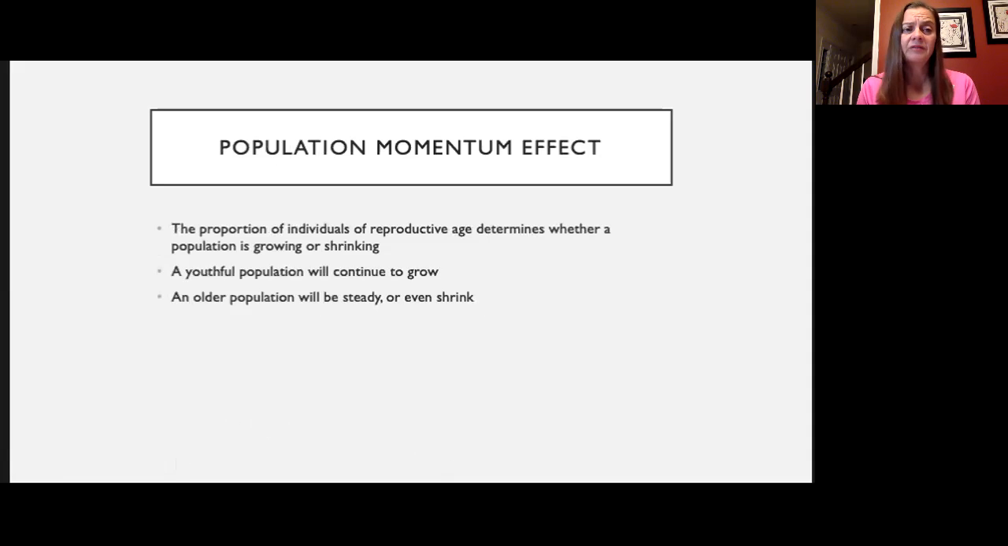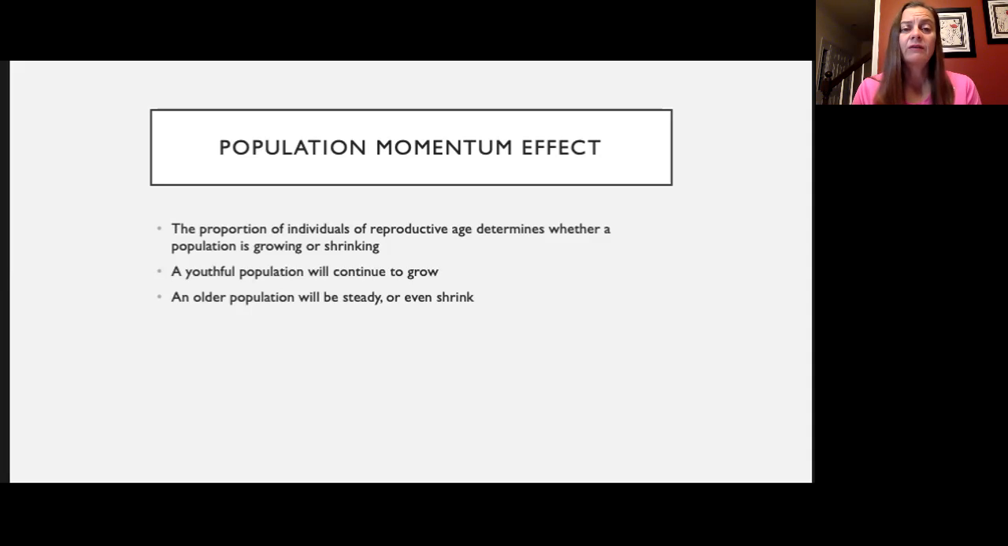Okay, so a quick definition, we have this idea of population momentum. A population momentum effect is the idea that the proportion of individuals in a population who are of reproductive age determines whether a population is growing or shrinking. So if we have a more youthful population, it's going to continue to grow. An older population is much more likely to be shrinking. And again, we're talking about reproductive age and post-reproductive age.